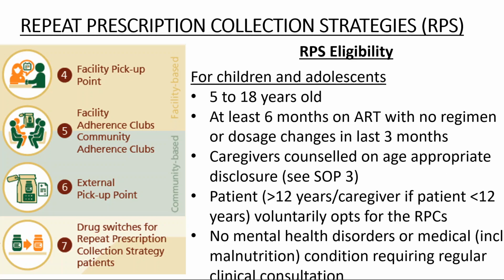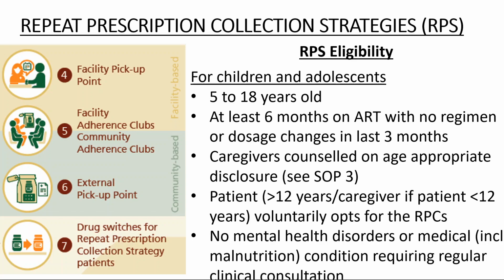Children and adolescents are also eligible. From the age of 5 to below 18 years, they can be enrolled. They must be on treatment for 6 months and on the same regimen for at least 3 months. So if a child has changed the regimen in the past 3 months, we cannot enroll them on this strategy, even if they've been on the treatment for 6 months. The caregivers must have been counselled on disclosure for the child. If not, then this service will be provided.